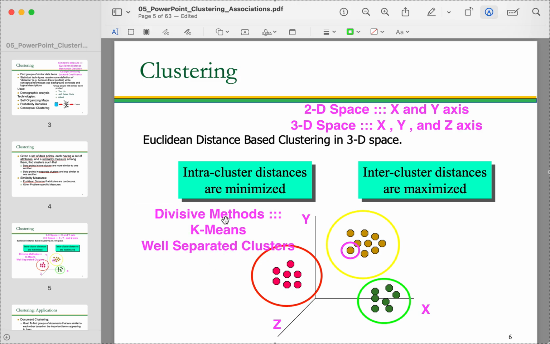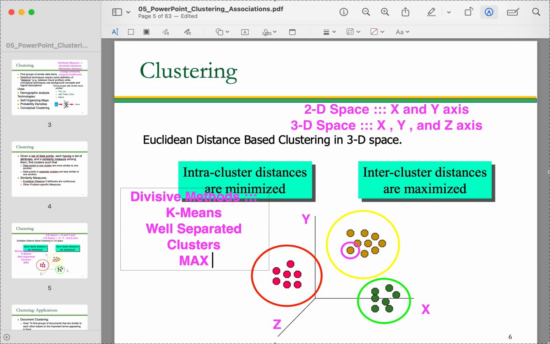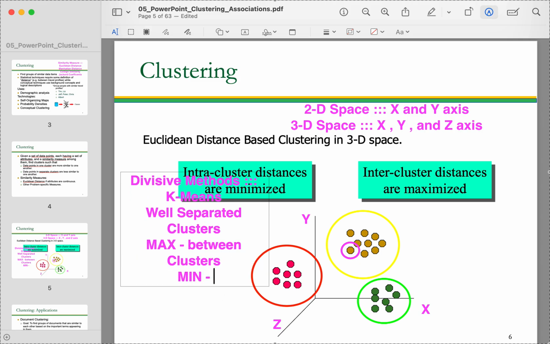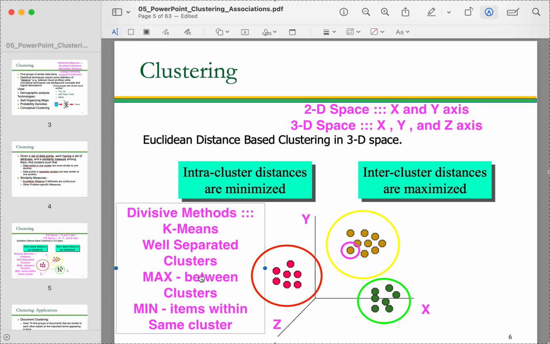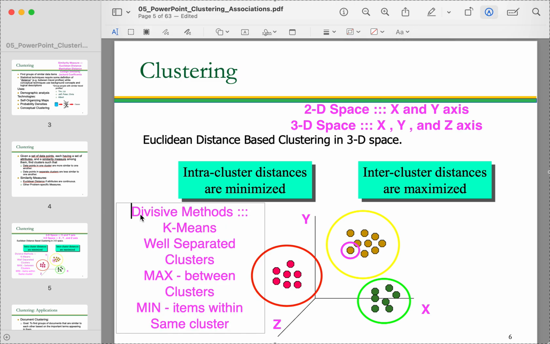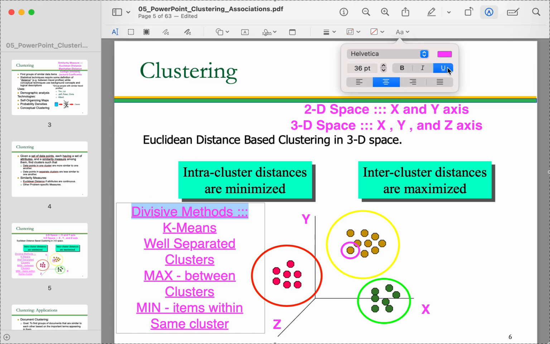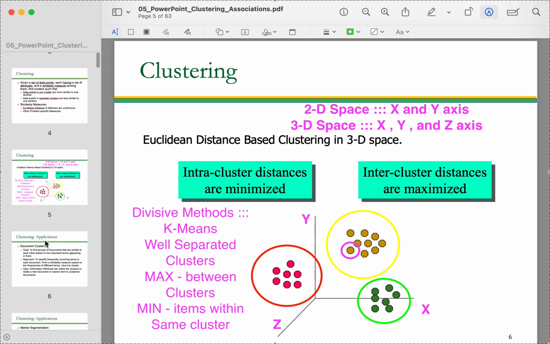That is, maximize distance between clusters and minimize distance of items within the same cluster. That is what we would like to accomplish with this particular clustering method.